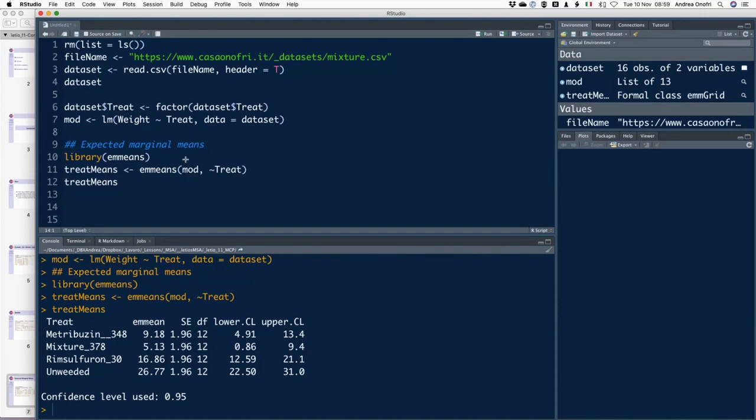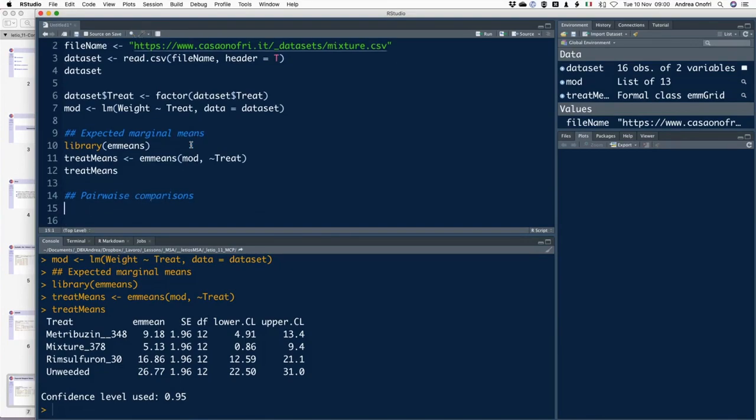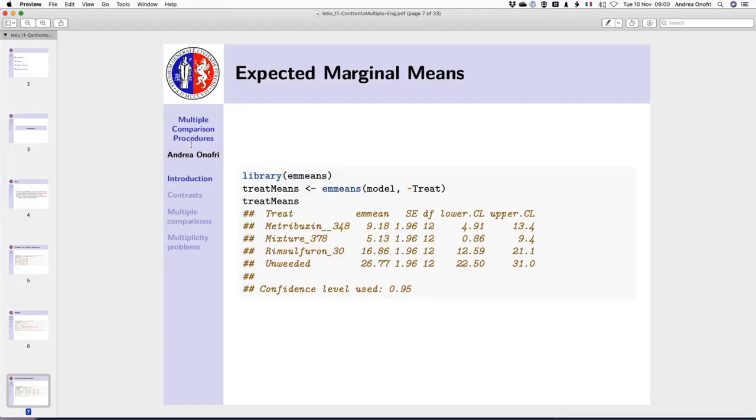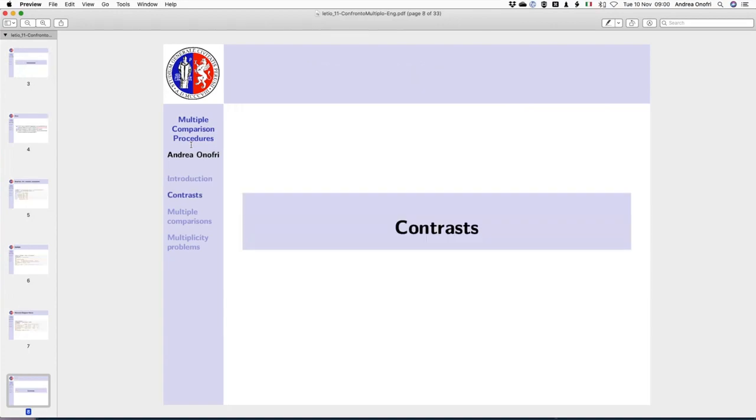Now we need to make comparisons. So I go back to my presentation here. We have two ways to go. First way is to set up contrasts in general.